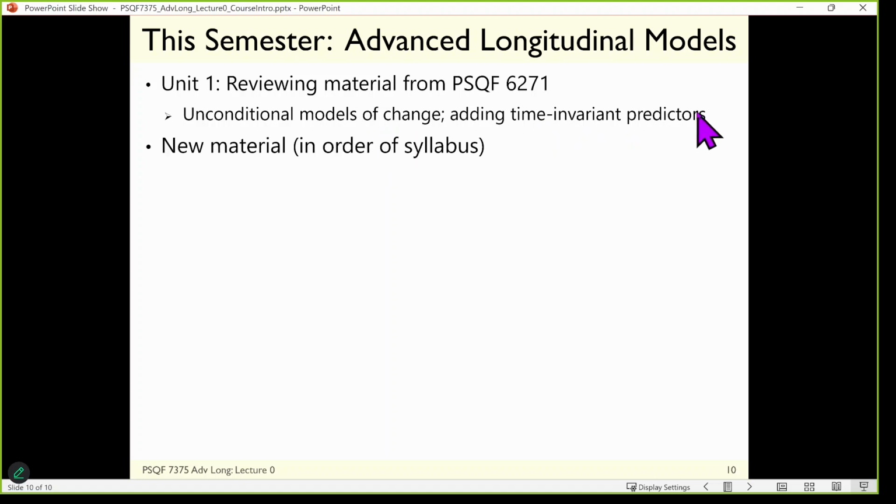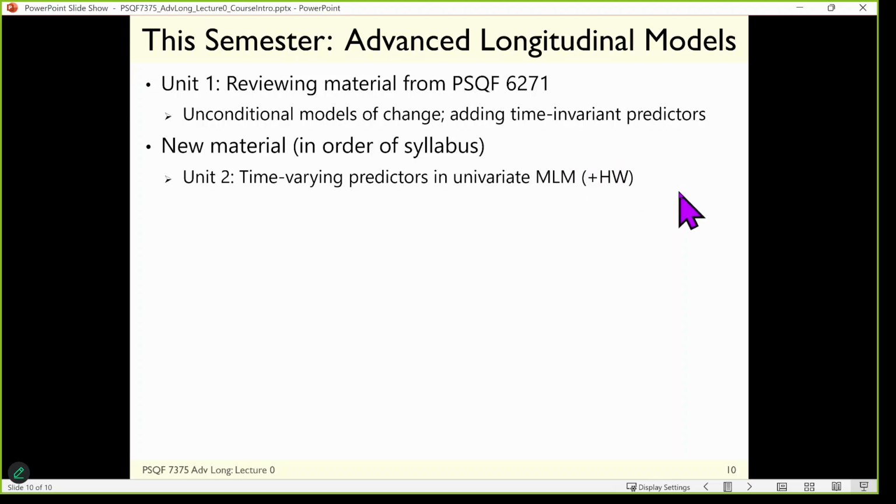Then, in order of the syllabus, and I've changed it since the last time, by the way, I decided on a different order based on how things went. So this order better maps onto the textbook that I wrote, actually. I shouldn't have second guessed myself. Unit 2 is time varying predictors in univariate multi-level modeling and homework about that.